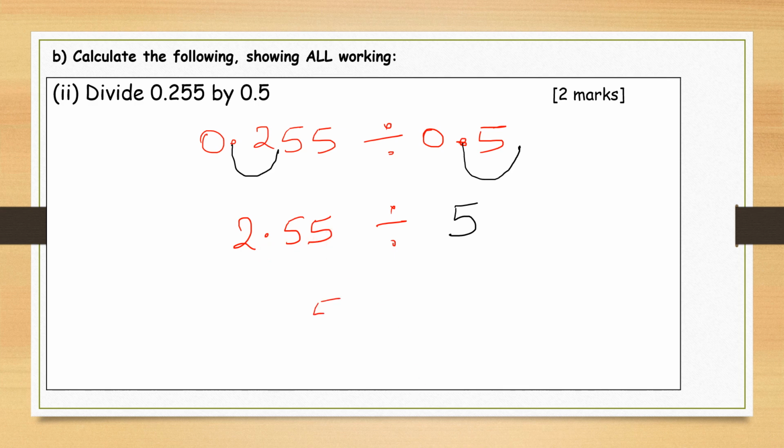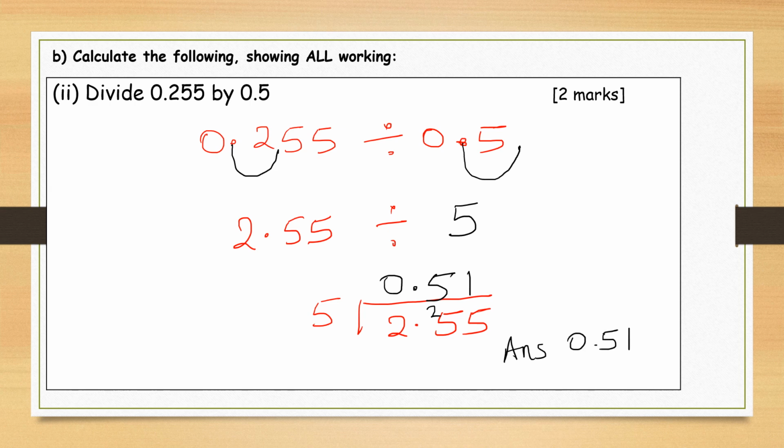So 5 into 2.55. We're going to use short division. 5 into 2 is 0. I'm going to carry over that 2. 5 into 25 is 5. And then 5 into 5 is 1. So our answer is 0.51.